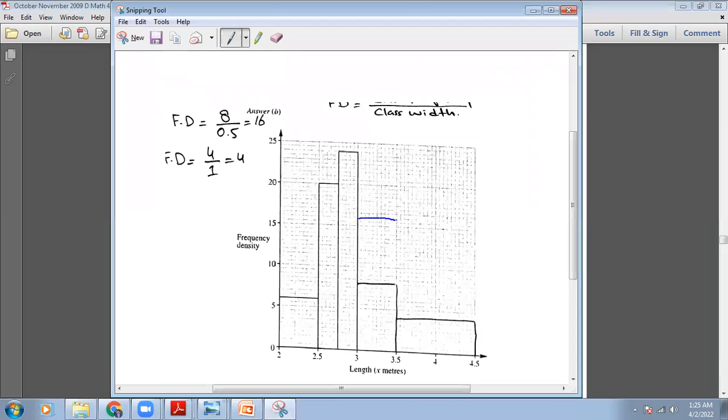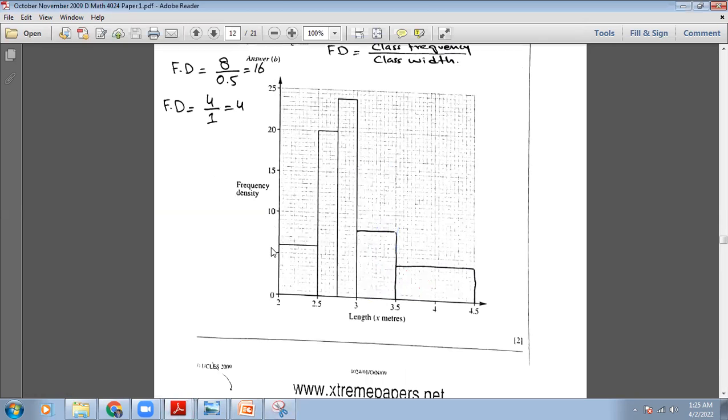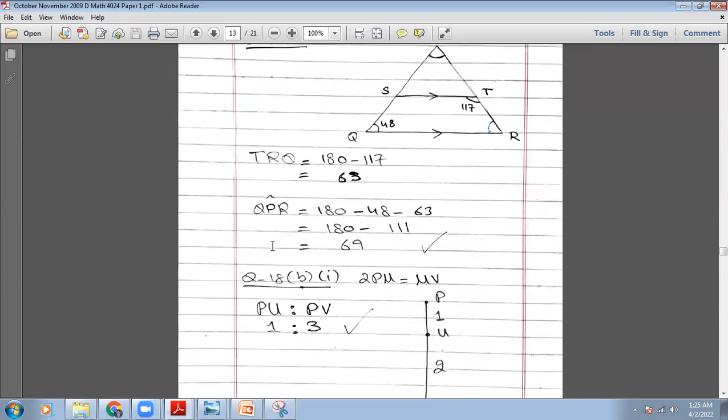It should be here. Okay. Up to 16, because its frequency density is 16. And for this, it is right. It will be up to 4. So I just made a mistake here. Let's correct it. Do you understand? Okay, so next part.